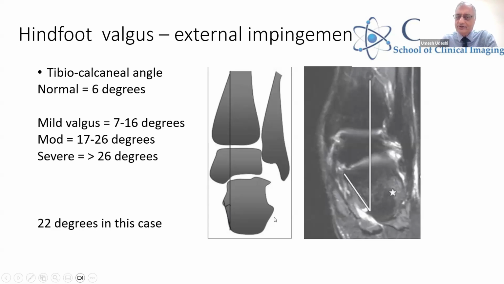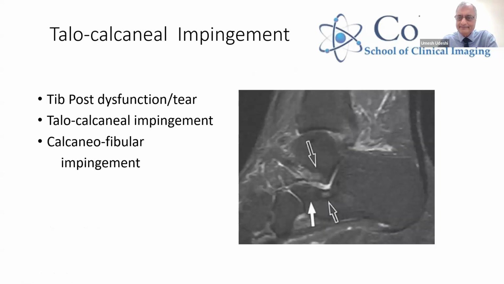What happens in this condition is that the outer, lateral part of the calcaneum impinges on the lateral malleolus, and you'll see bone bruising in that area. You may see edema in the soft tissues around. That's external impingement due to hindfoot valgus.